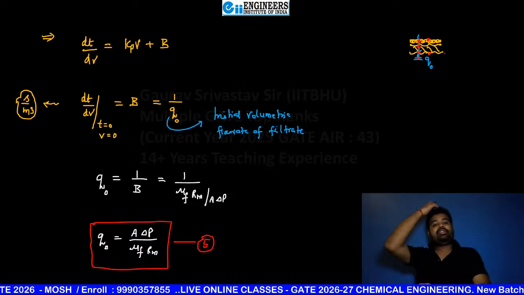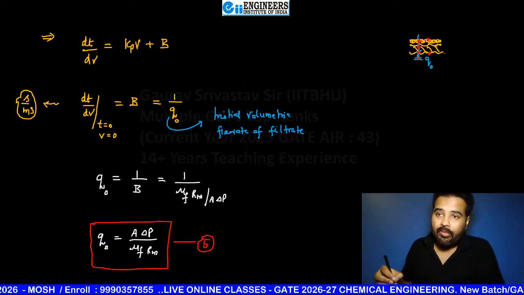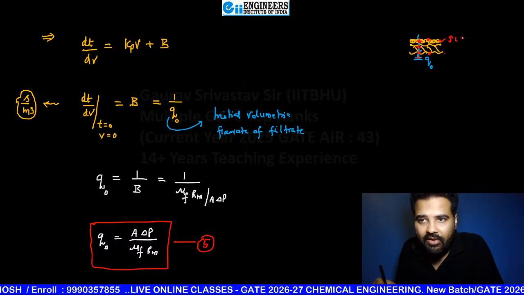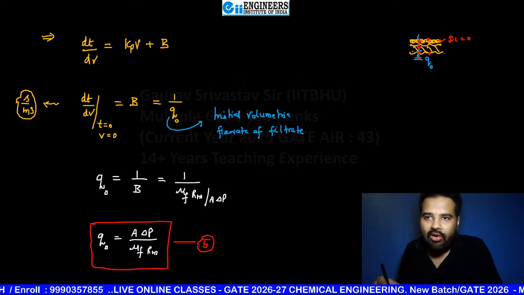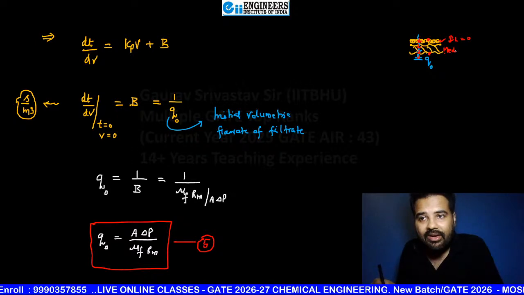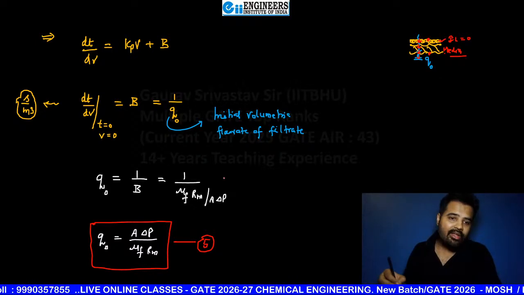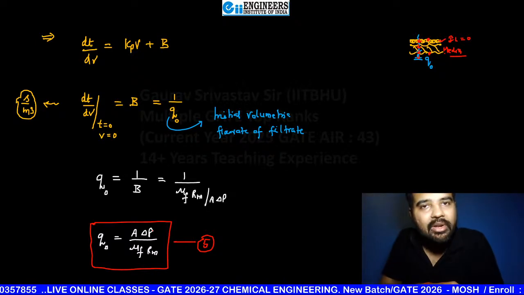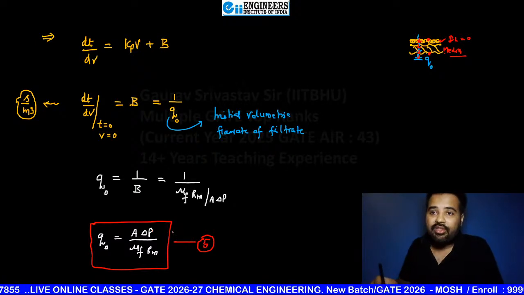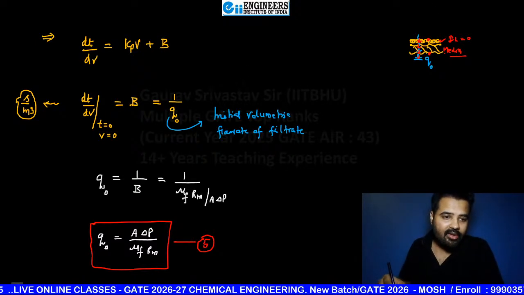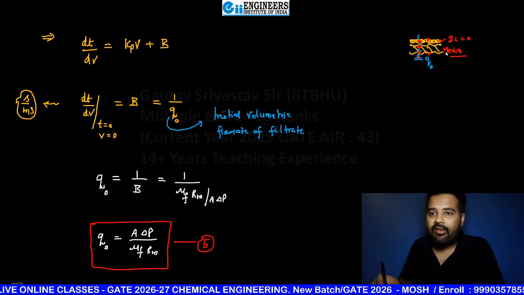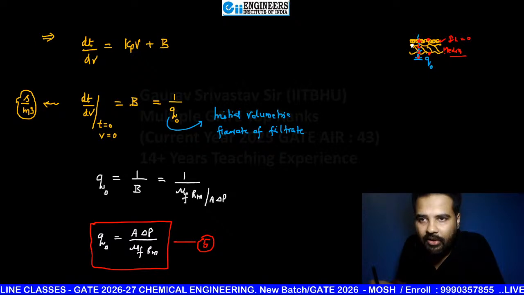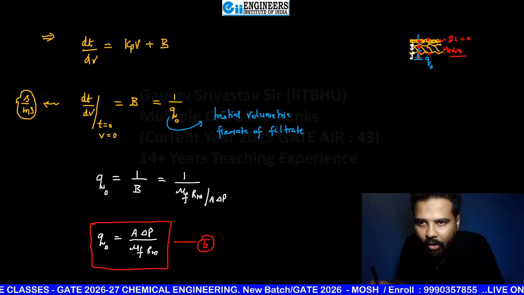And why I am writing just b is that at the initial stage there is no cake, the thickness of the cake will be zero. So only the filter media is present at the start. That's why the final expression is just in terms of filter medium resistance. So the first droplet that enters gives you the initial volumetric flow rate.